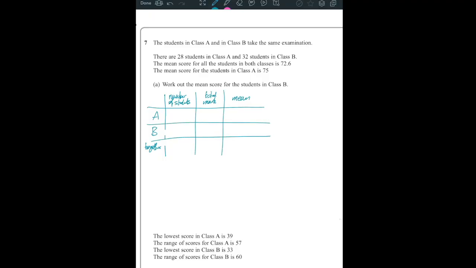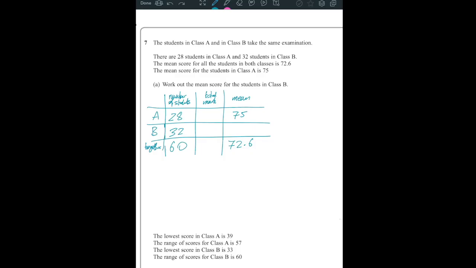Now you could of course do this question without one of these huge tables. I think it just summarizes the data really nicely. So we were told there are 28 in class A, 32 in class B, which means there are 60 students in total. The mean for both classes combined is 72.6, and the mean for class A is 75, and I'm aiming for the mean of class B, which is that box there.